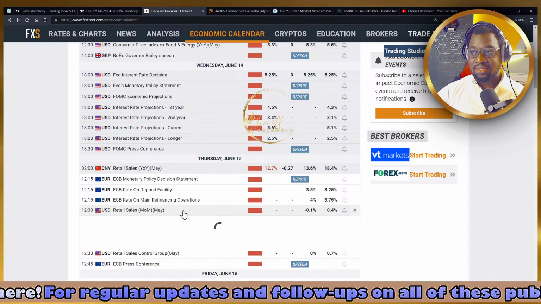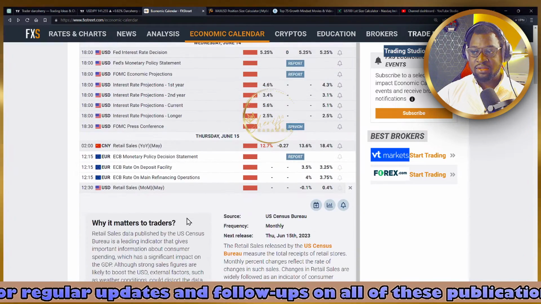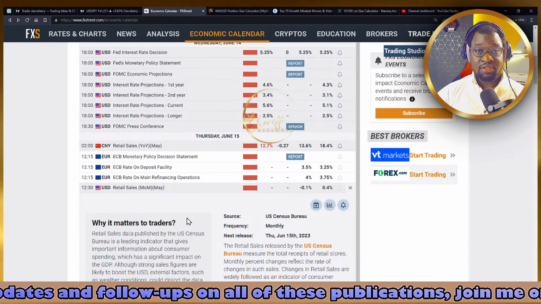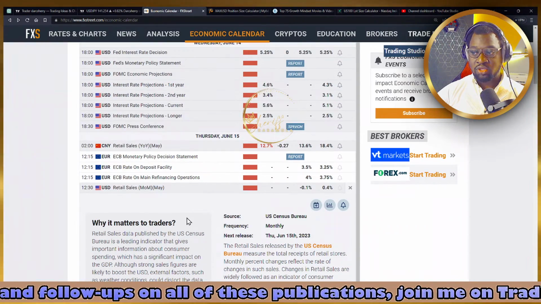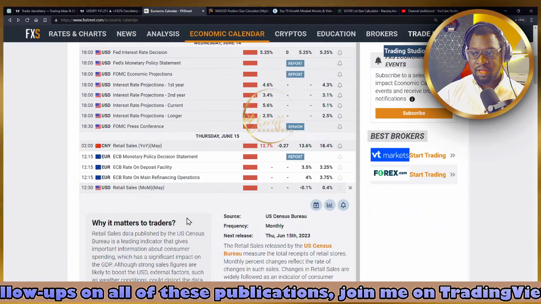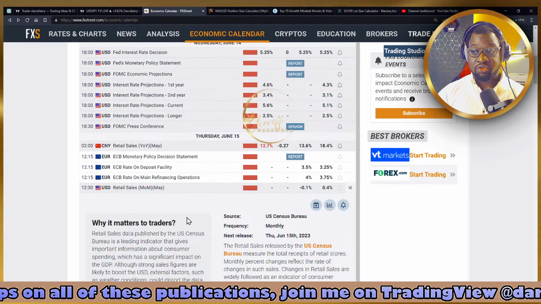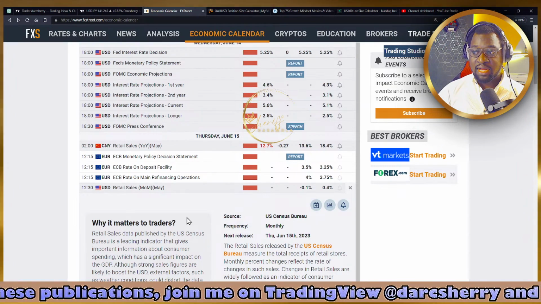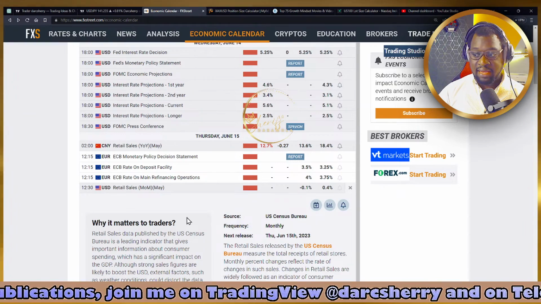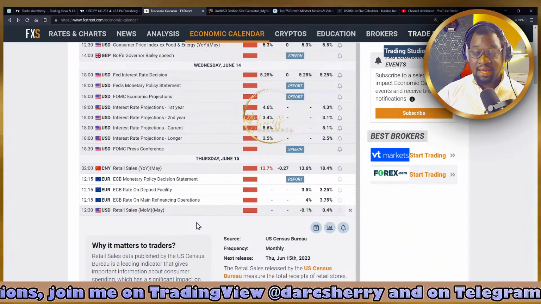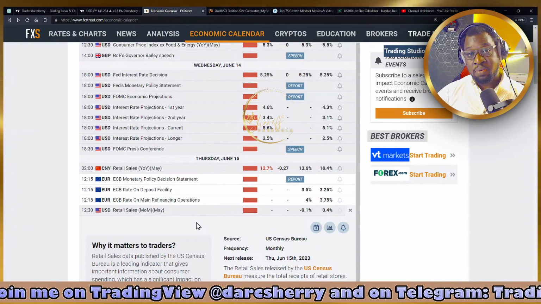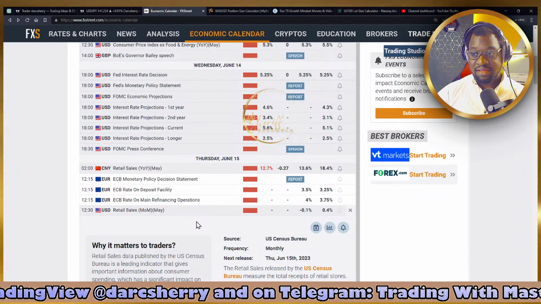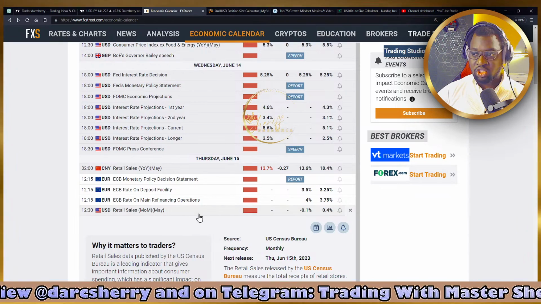So we have the retail sales, which is released by the US Census Bureau, and it normally gives us data that measures the total receipts of retail stores. Monthly percent changes reflect the rate of change in such sales, and this is widely followed as an indicator of consumer spending. So a high reading is seen as positive for the US dollar, while a low reading is seen as a negative influence on the US dollar.